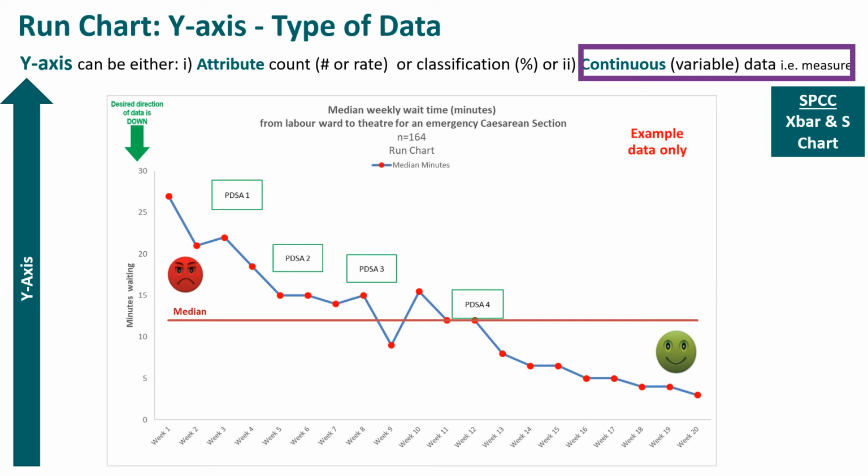In this chart using continuous data, we're looking at the median weekly wait time in minutes from labour ward to the theatre for emergency caesarean section patients. This chart has actually 164 patient observations over the 20 weeks, and that y-axis is looking at minutes waiting time.